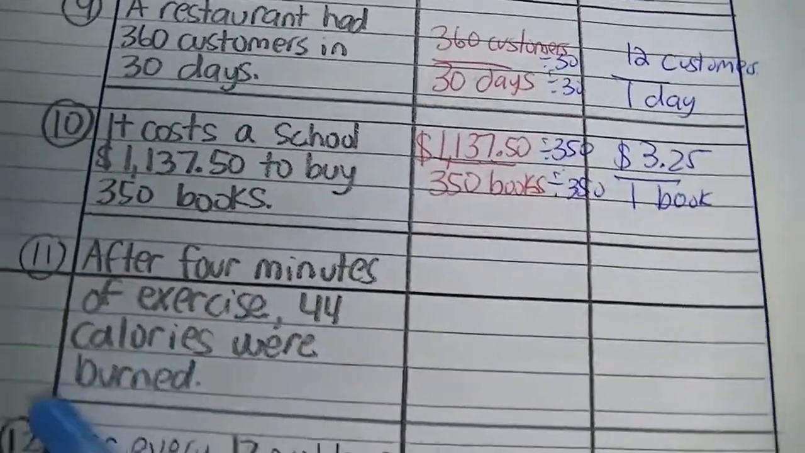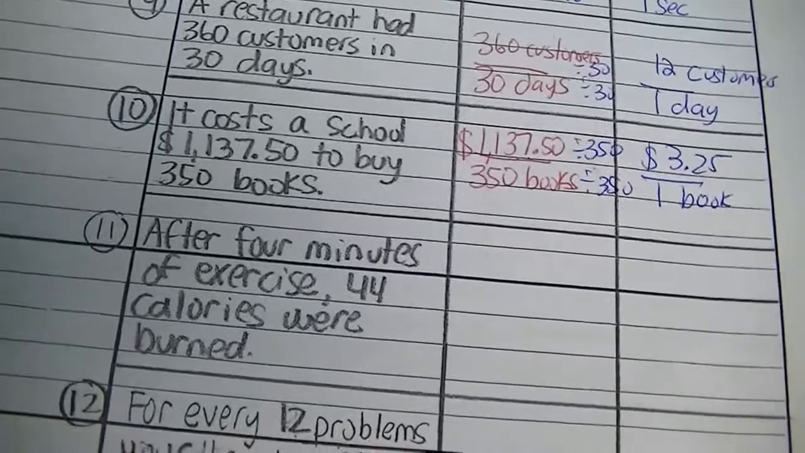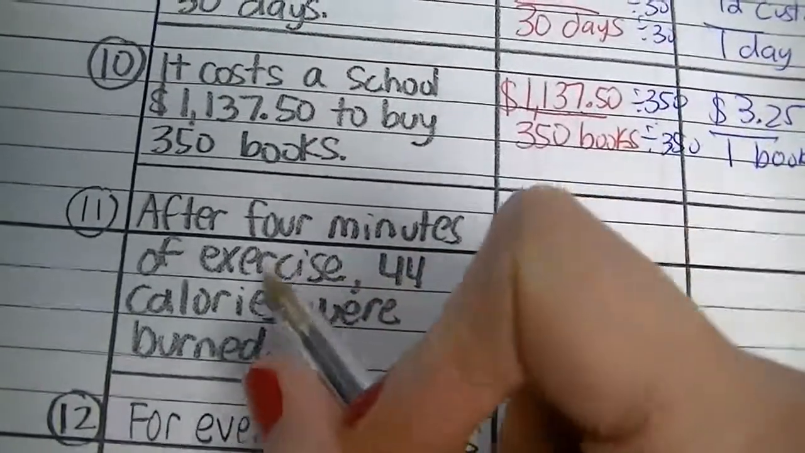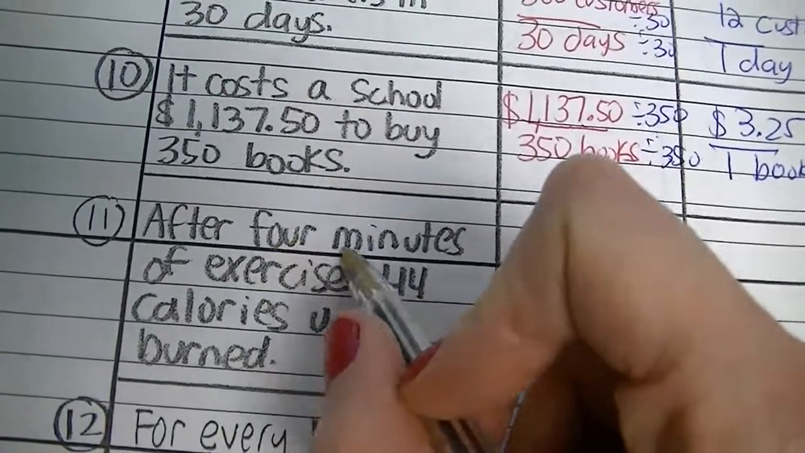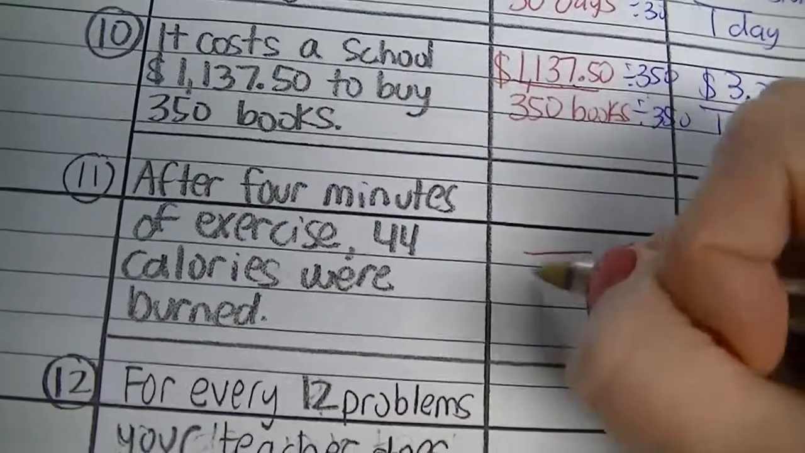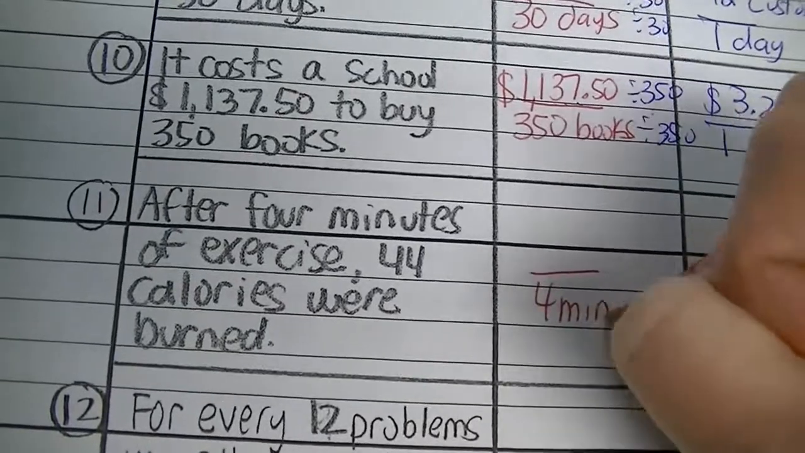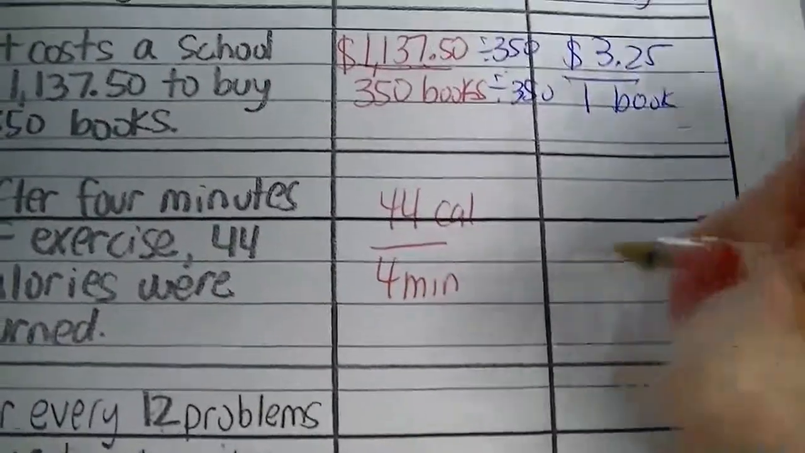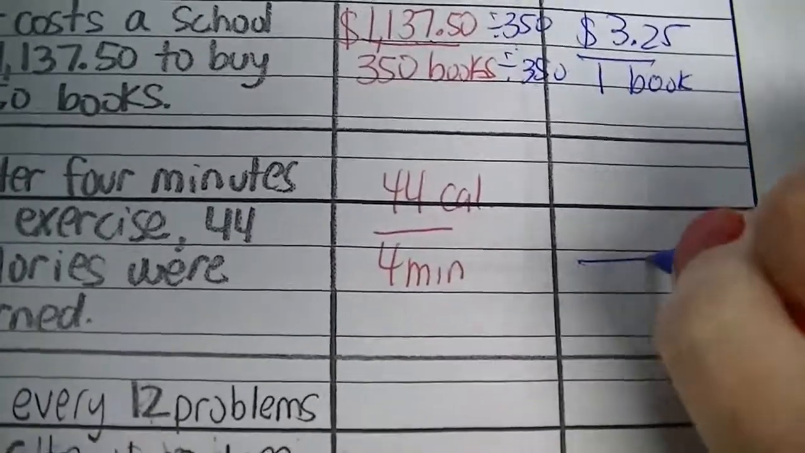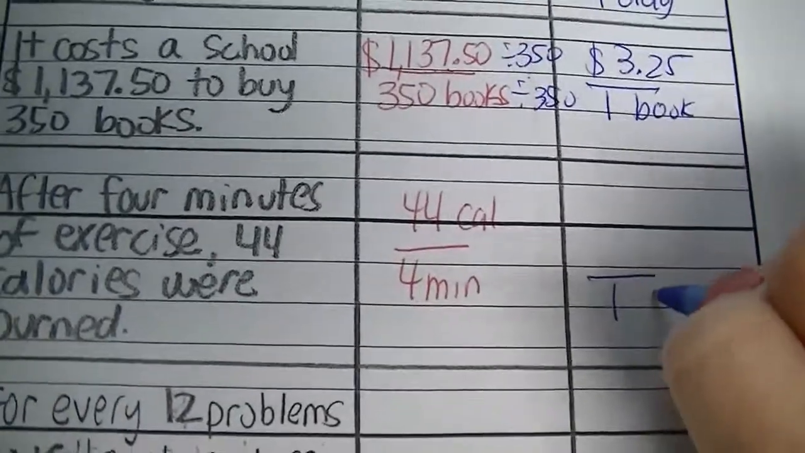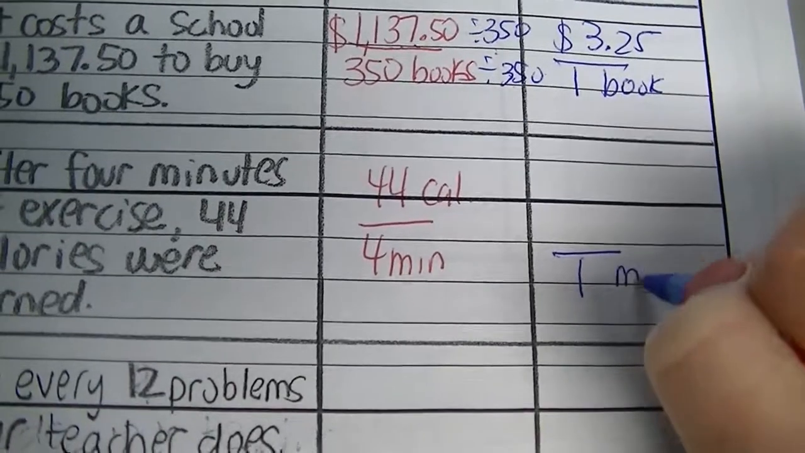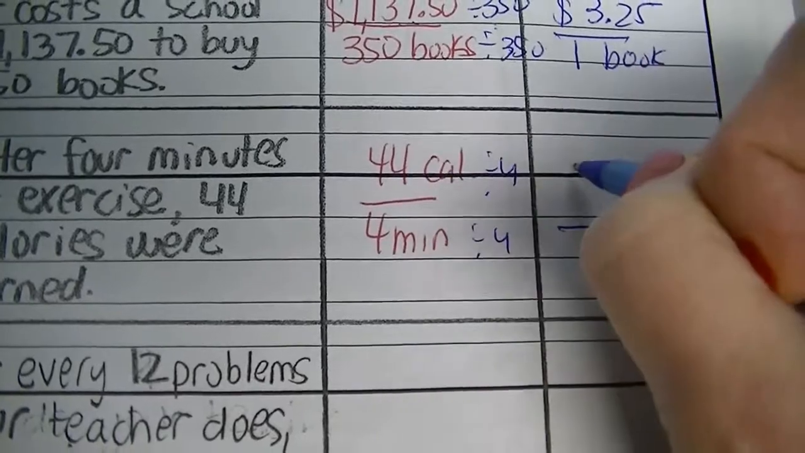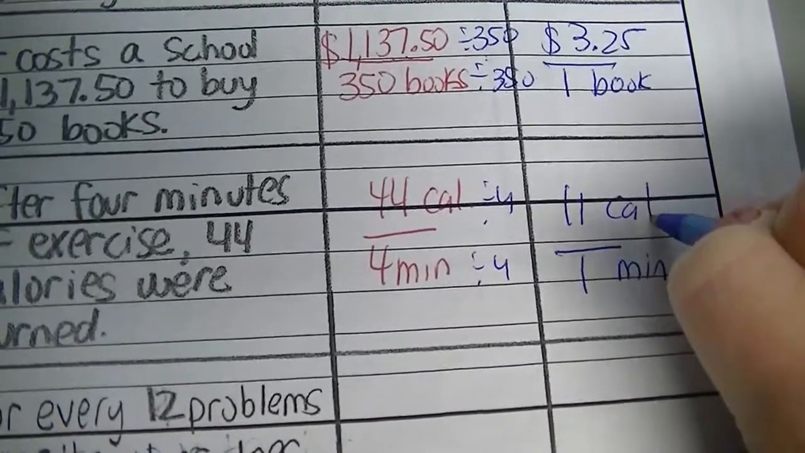Okay, after 4 minutes of exercise, 44 calories are burned. So I see that 4 minutes of exercise, that's 4 minutes, so that's time. So that's going to go in the denominator. And then we got 44 calories. I'm abbreviating it. And to find the unit rate, you want the denominator to equal 1, because a unit implies 1 of something. So divide by 4, divide by 4. 44 divided by 4 is 11, so 11 calories per minute.